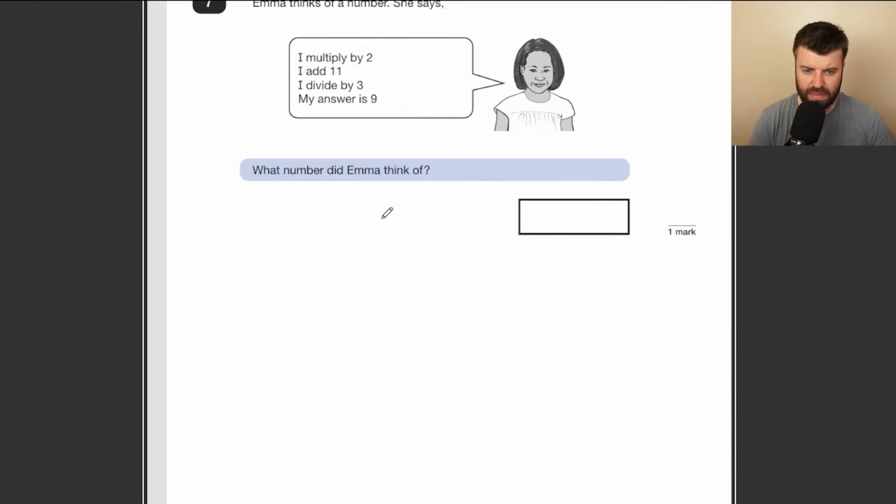Next question, question 7. Emma thinks of a number. I multiply by 2, I add 11, I divide by 3, my answer is 9. What number did Emma think of? This is just an inverse machine.